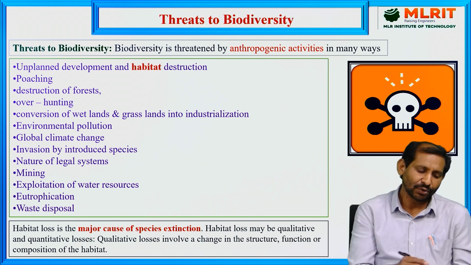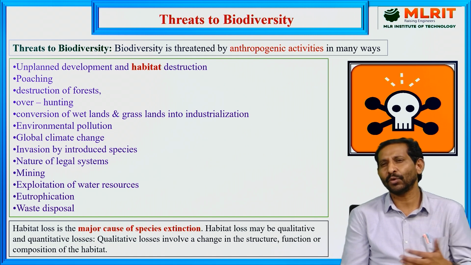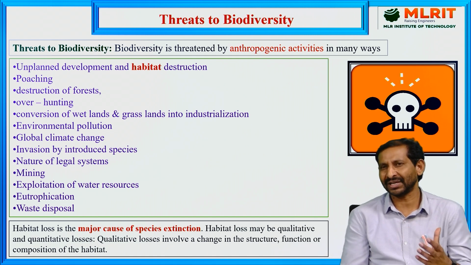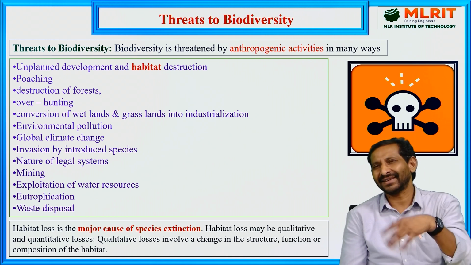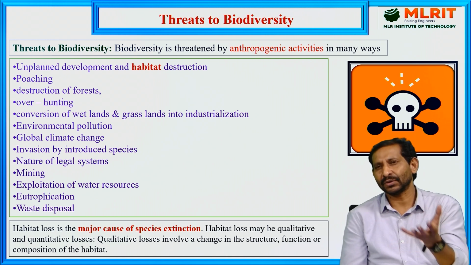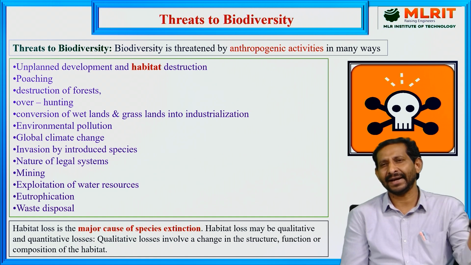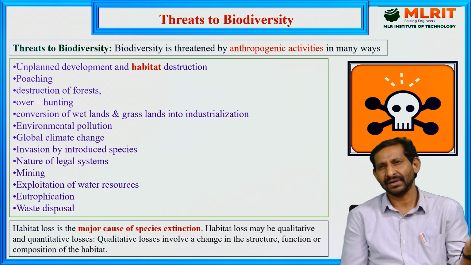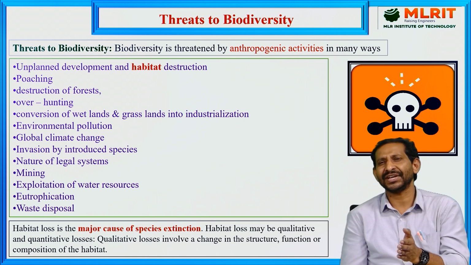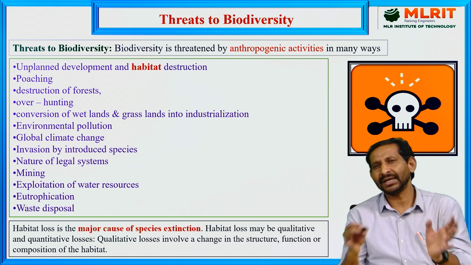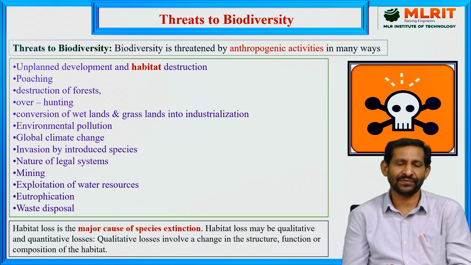Then, eutrophication. Eutrophication means that when more fertilizers, nitrogen, phosphorus, and potassium are used for agriculture, the excessive nutrients slowly reach the water bodies. In the water bodies, algae and fungi grow, and the water color changes. That is all under the category of eutrophication.